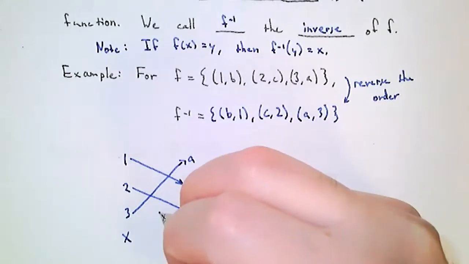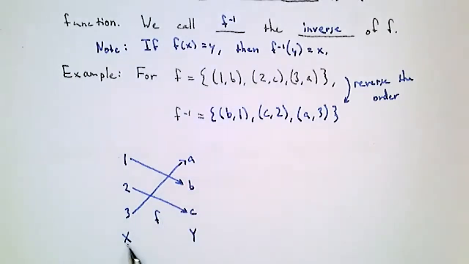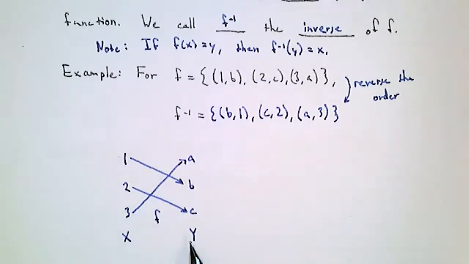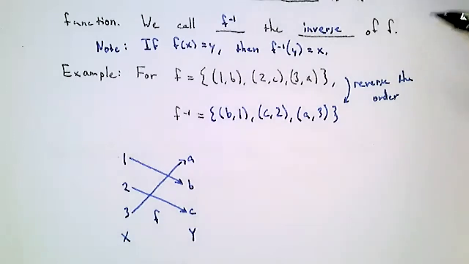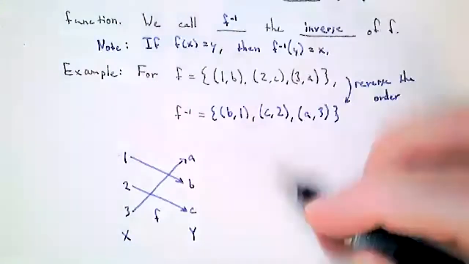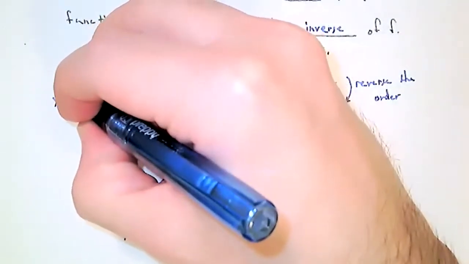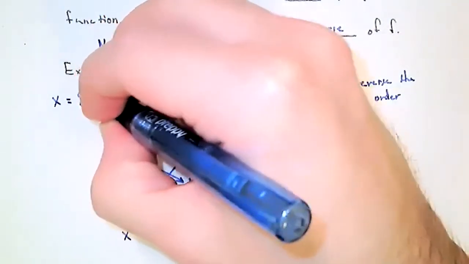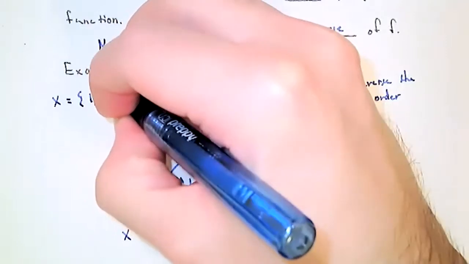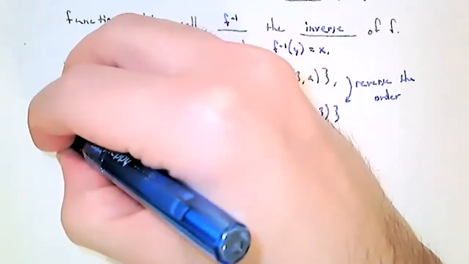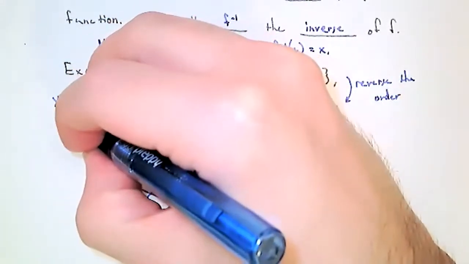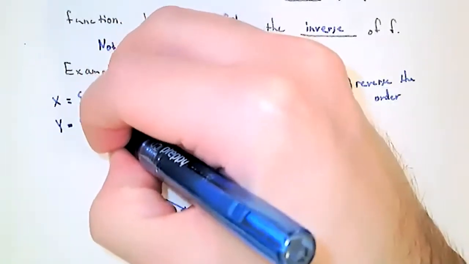Maybe we'll add some labels here. Here's my domain X, here's my codomain Y, and maybe I should specify up here, since we haven't really written out a few of these things. So X is the set 1, 2, 3. Y would be the set containing a, b, and c.